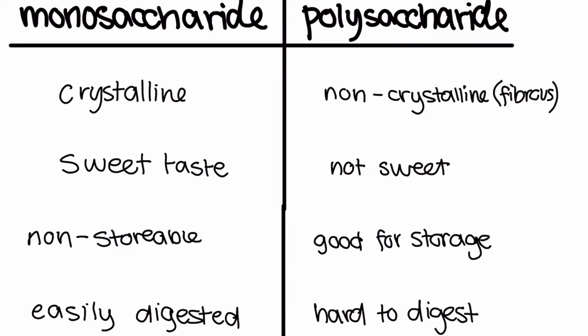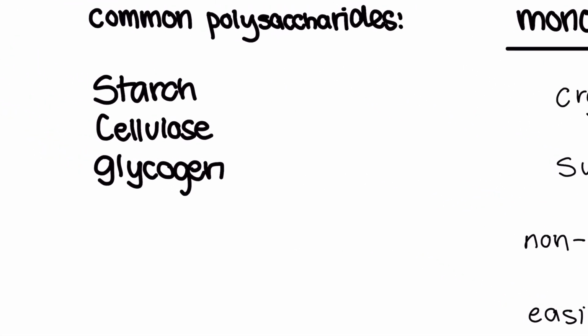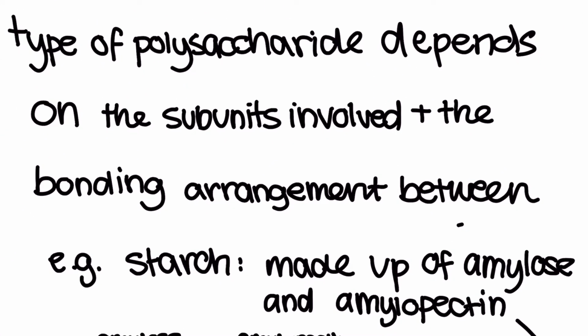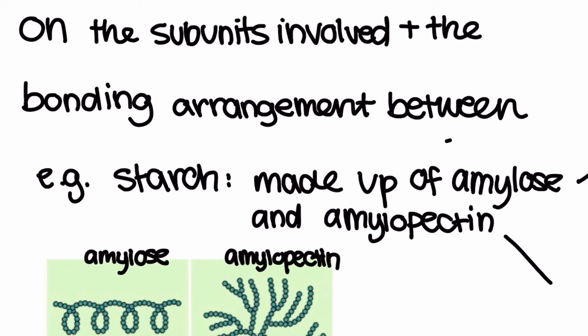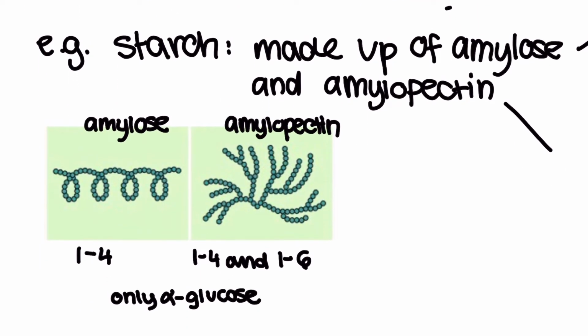The type of polysaccharide can depend on the subunits involved and the bonding arrangements between them. So as we stated earlier, the main polymers that you need to know are cellulose, starch, and glycogen. So as I said, starch is for storage and it's found in plants and it's made of alpha glucose monomers bonded in a 1,4 arrangement mainly. However, starch is actually made up of 2 different types of polymers. You have amylose and amylopectin. Amylose is made up solely of these 1,4 alpha glucose bonds, and amylopectin is made up of these 1,4 bonds and some 1,6 bonds, roughly 1 every 20 subunits.